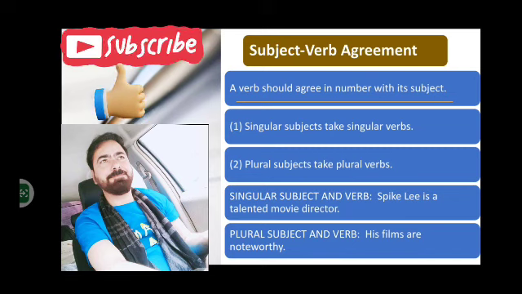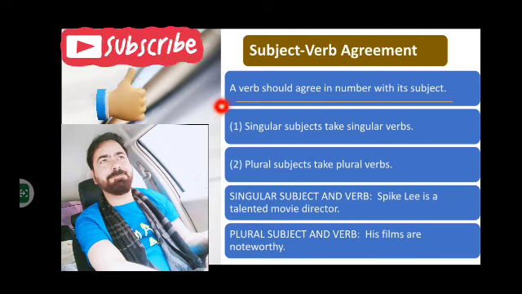Sometimes when we write or speak, we get confused whether the verb we are using agrees with the subject or not. So this is our today's topic, subject-verb agreement. The topic is very important, especially for those who are writing their thesis or those who are academic writers. This lecture is divided into two parts. Today we will be discussing part one of this lecture.